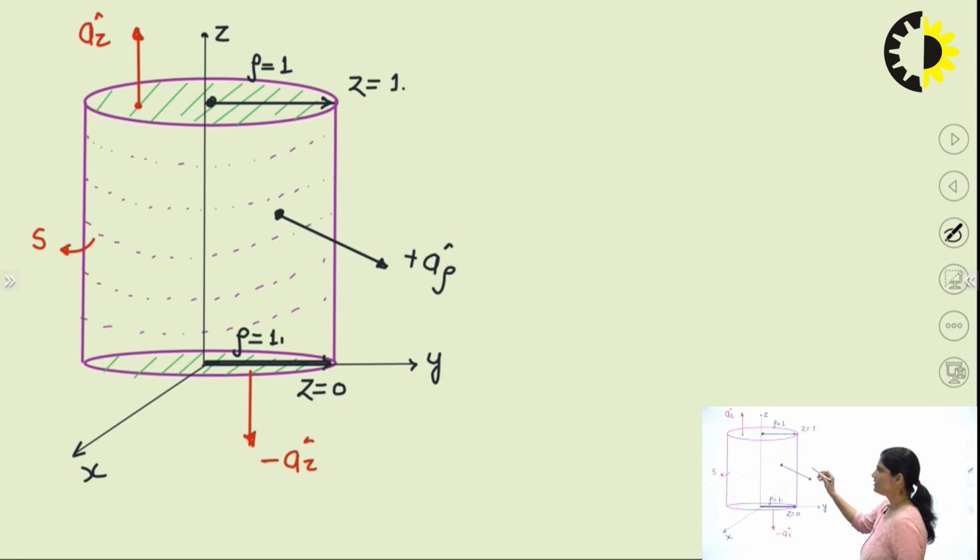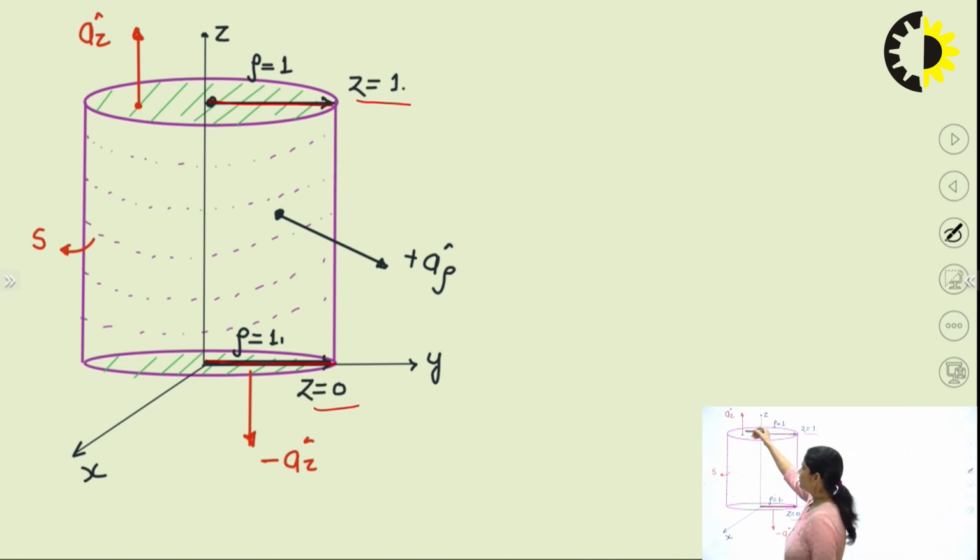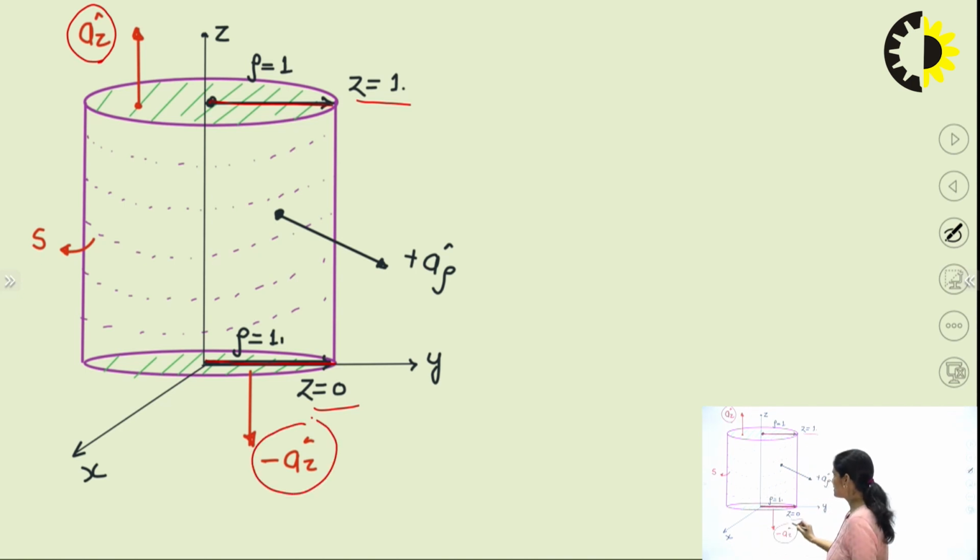So this is your figure. Draw a cylinder, here rho is equal to 1, here it is also the same. Here you can draw x, y, z, and rho is equal to 1. Now here z is equal to 0, here z is equal to 1, and you can see it is given in the question. For upward direction, Az, the unit vector of z, is positive, and for the bottom it is negative. If you are considering rho, the outward direction is positive, and if you are considering the inward direction, then that is negative.